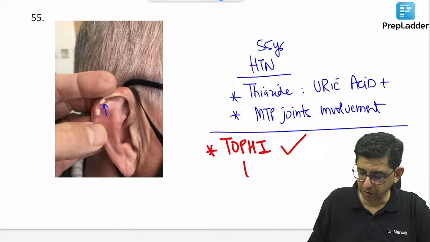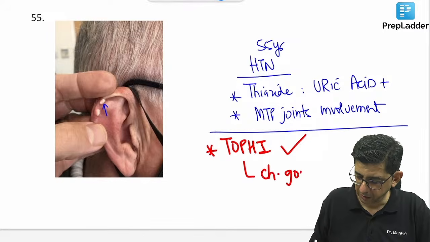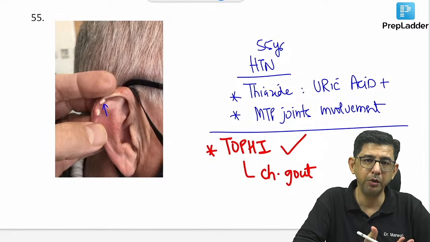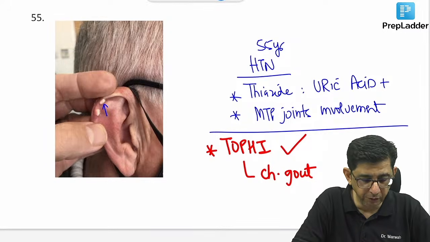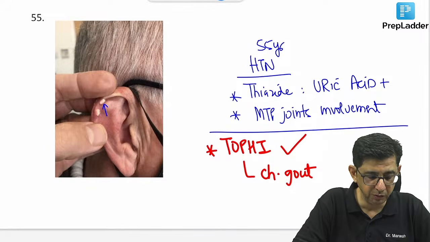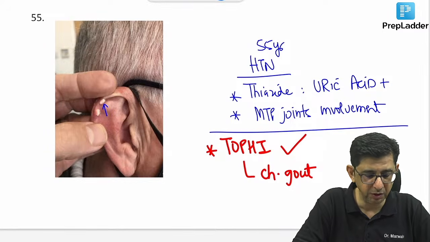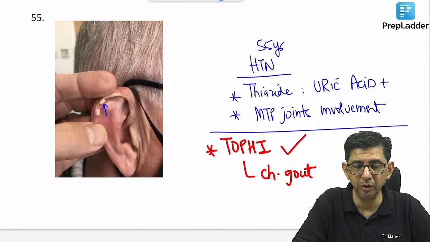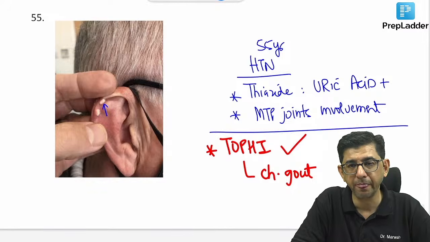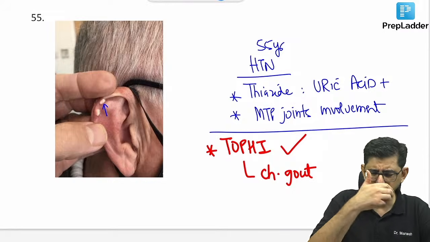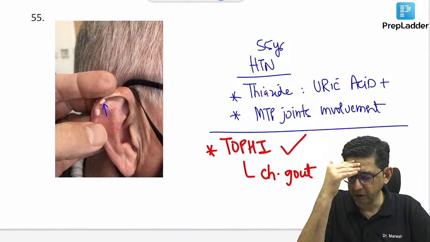Tophi are a presentation of chronic gout. This particular gentleman is on thiazides and is having MTP joint involvement. Maybe he consumed a lot of alcohol also, takes a lot of non-veg also, and has not followed the doctor's advice. So the diagnosis in this case would be deposition of uric acid in the skin. And yes, there are negatively birefringent crystals, but at the moment he is not having any joint swelling. So no, we'll not give colchicine for this particular case.